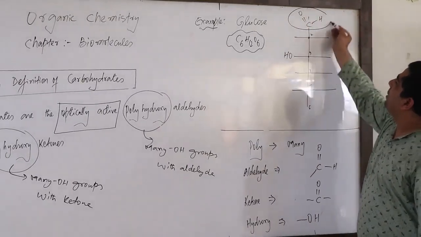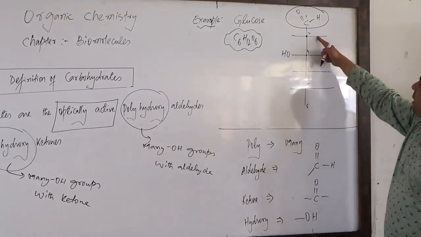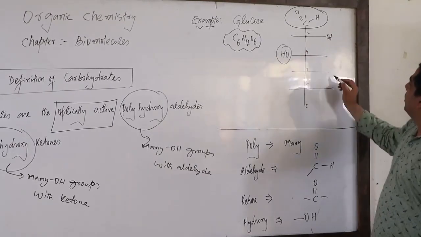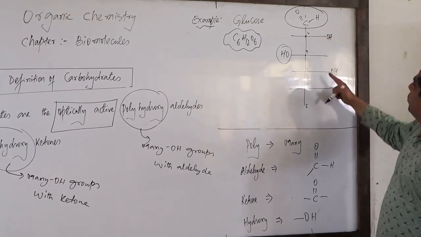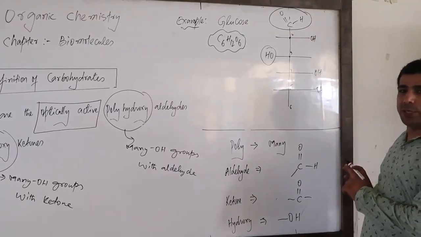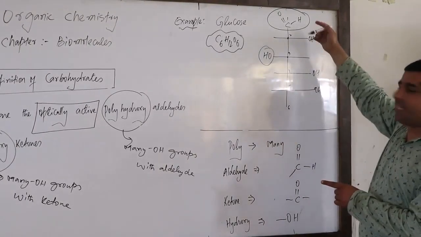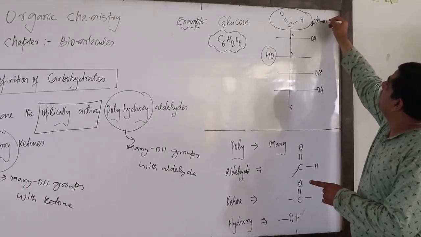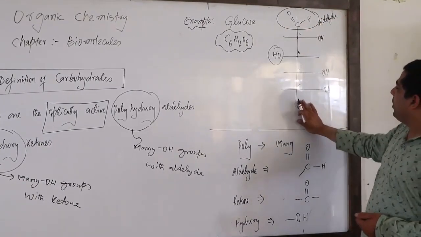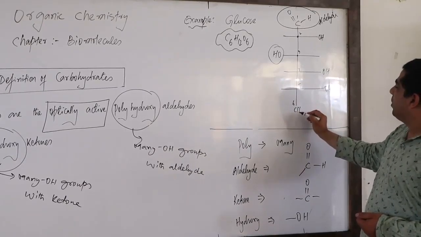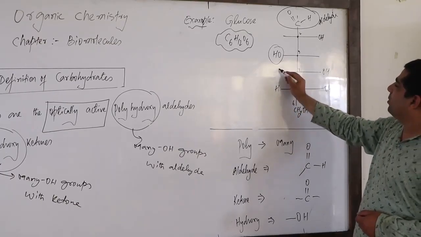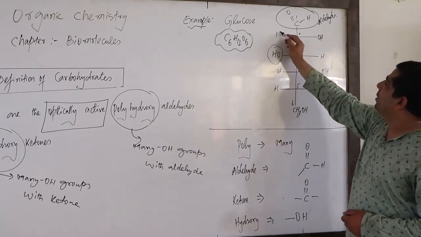Okay, third carbon OH group on left side, and first carbon will be aldehyde. This is your aldehyde, CHO. Now the second carbon, fourth and fifth carbon will have OH group on right side. But third carbon, you should remember, it has OH group on left side. Now there remains the sixth carbon, that is nothing but CH2OH. And this valency is satisfied by hydrogen, hydrogen, hydrogen and hydrogen.